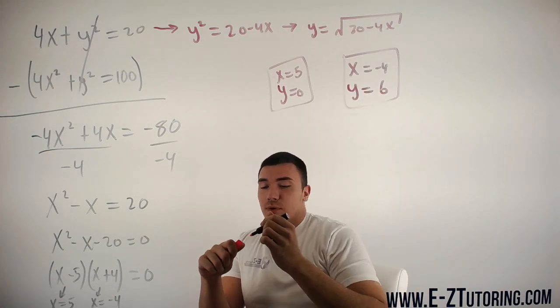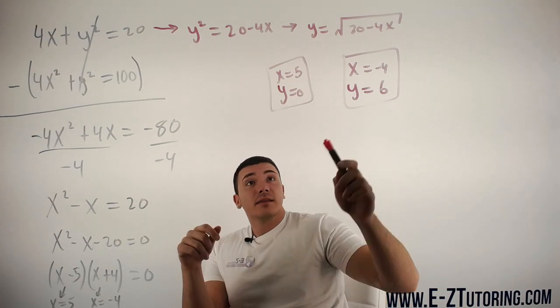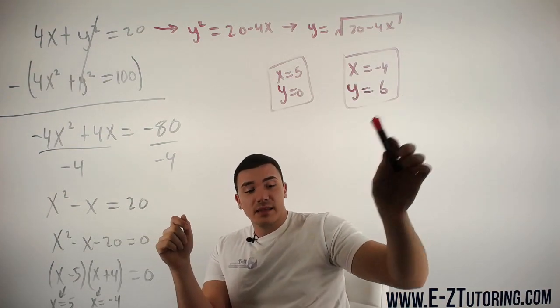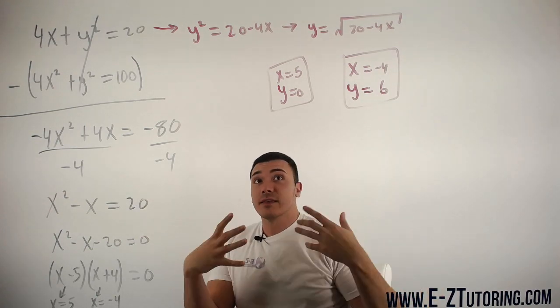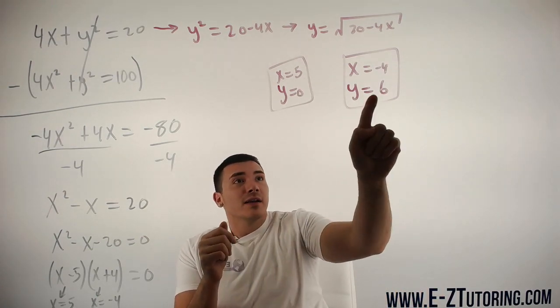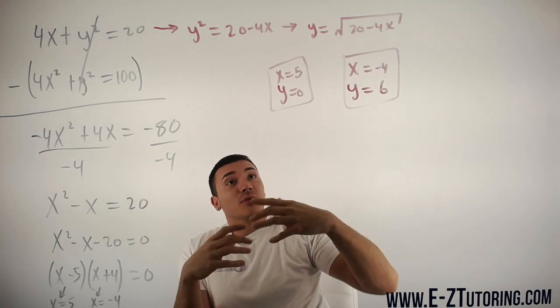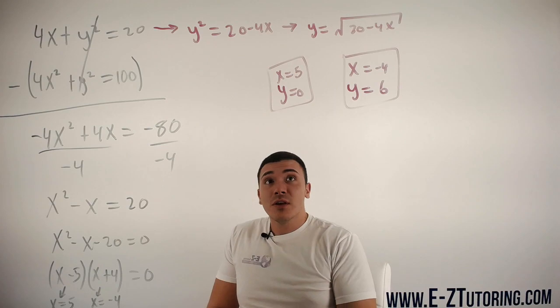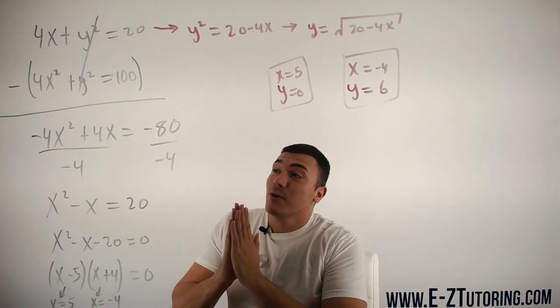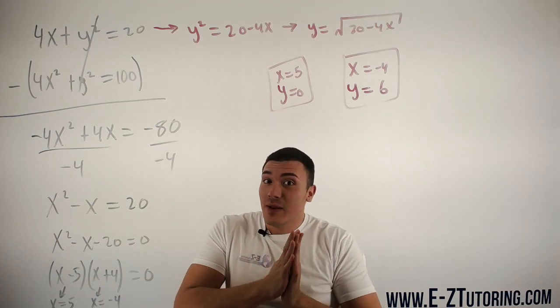Now, a very important thing is to be careful how you combine these. When you plug in 5, you get 0. When you plug in negative 4, you get 6. This value does not go with this value, and this one does not go with this one. You need to make sure you keep these paired like that. So that is how you solve quadratic systems using elimination.